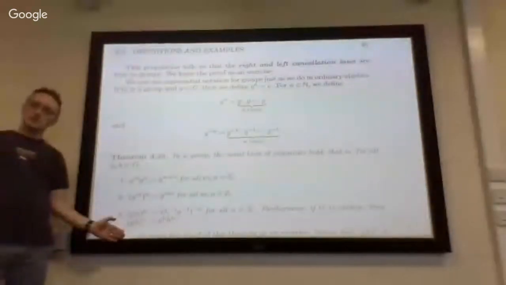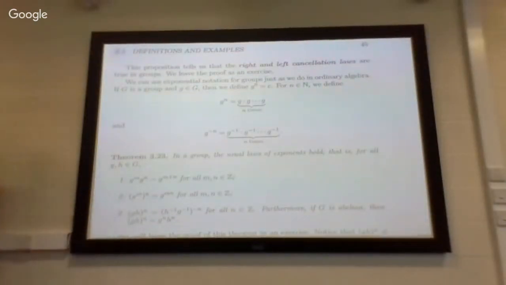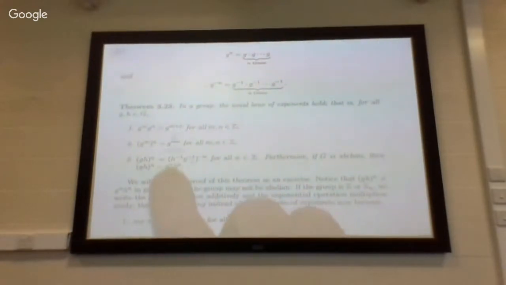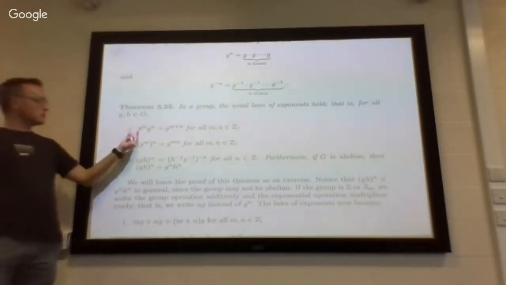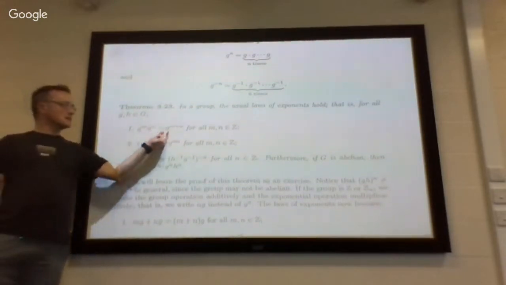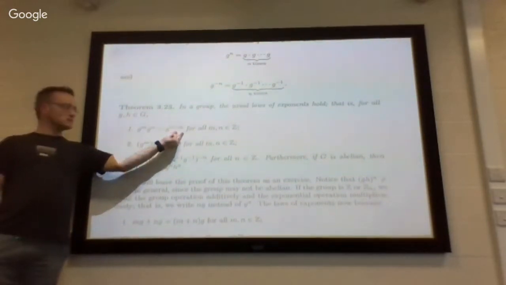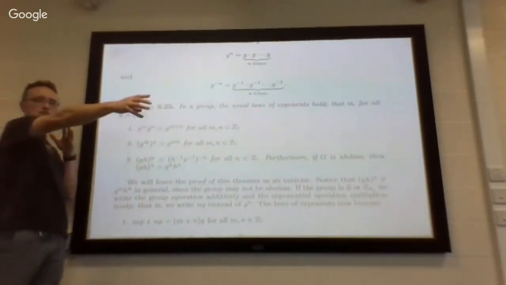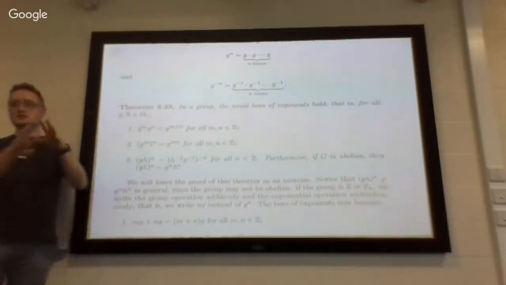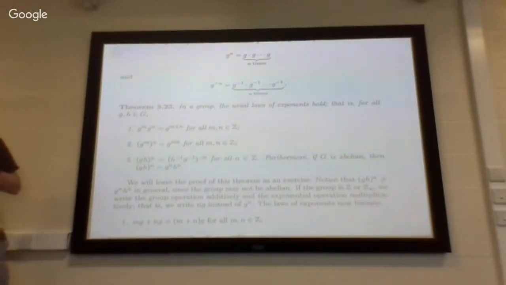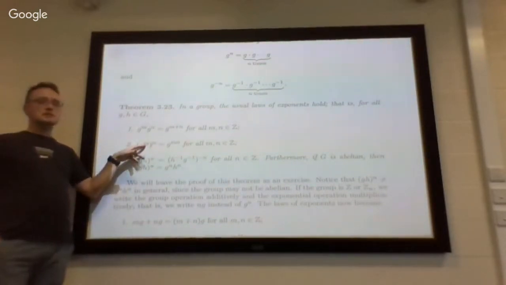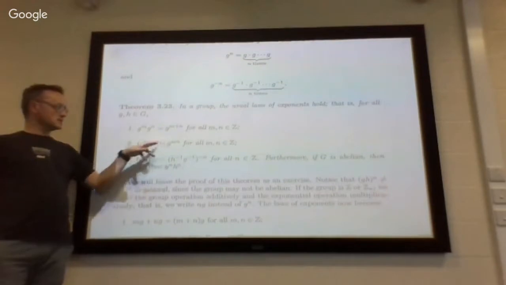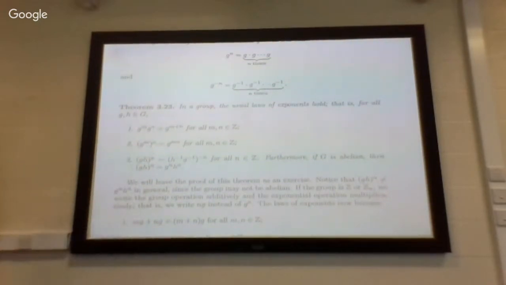But then the normal rules for manipulating indices apply. Ones you're familiar with, if these were numbers and powers in the sense of multiplication of numbers, the same rules apply. So a product of powers is a power where the exponent is the sum of the exponents. You've just got a bunch of g's here multiplied by a bunch of g's there. In total, you've just got n plus n g's multiplied together. Similarly, a power of a power is a power where the exponent is the product of the powers.